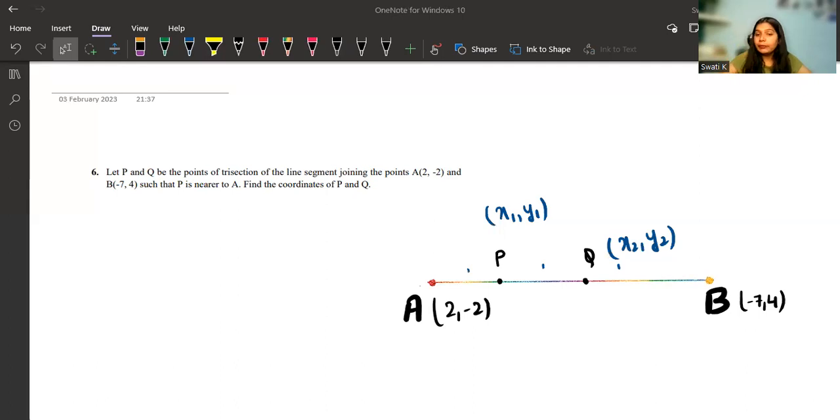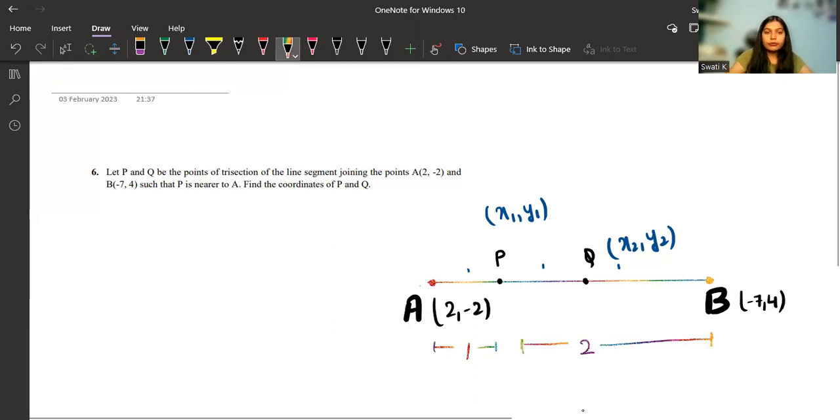Now P is dividing the line segment AB in the ratio 1:2, and Q is dividing it in 2:1. Are you understanding what I'm saying? Let us forget about Q for the time being. Suppose on this line segment there is only A and P. Now this P is dividing AB in the ratio of 1:2, that means from here to here it is 1, and from here to here it is 2. For Q we will use a different ratio.